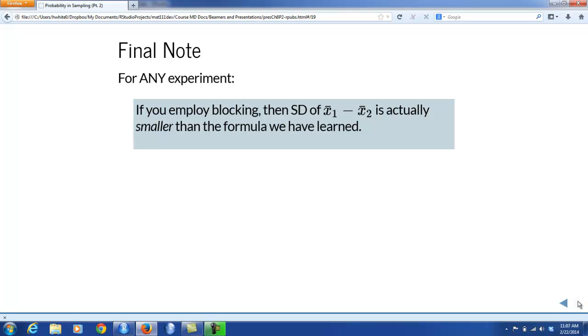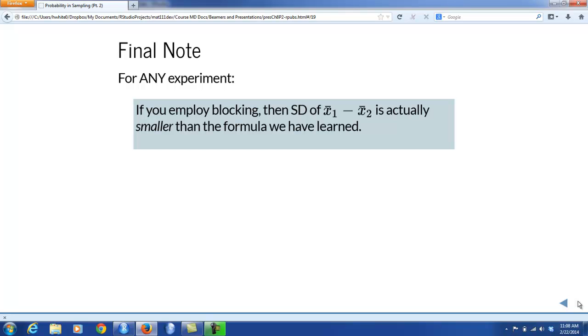But there is one final note, and this applies to any experiment at all. If in addition to the randomization you employ a blocking scheme so as to make the treatment groups look quite similar with respect to some variable that you've chosen, then the formula for standard deviation that we have learned so far is actually too large. The real standard deviation of x1 bar minus x2 bar will be smaller than the formula we've learned, sometimes a good bit smaller, depending on how effective the blocking is.